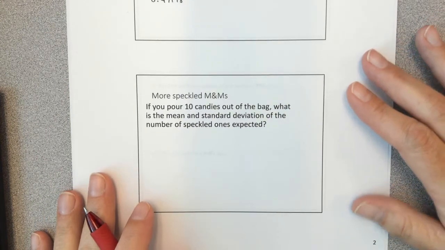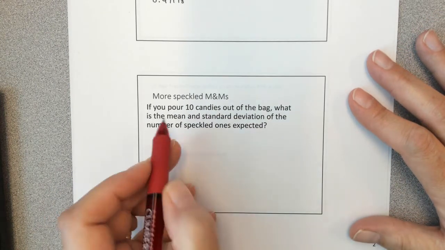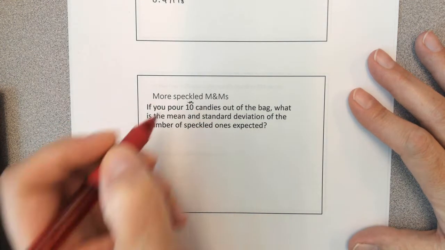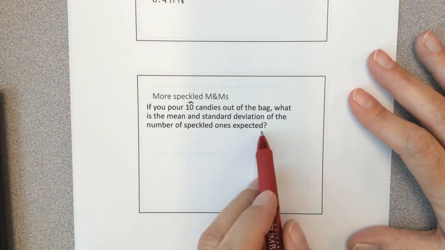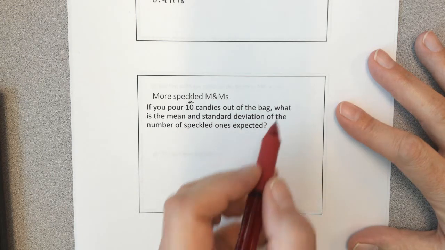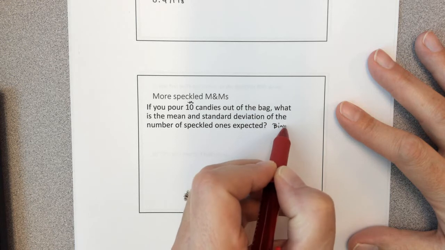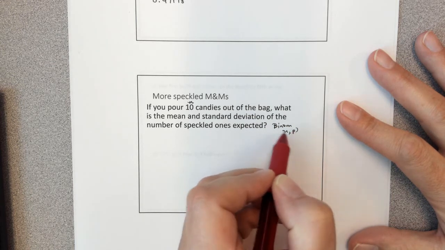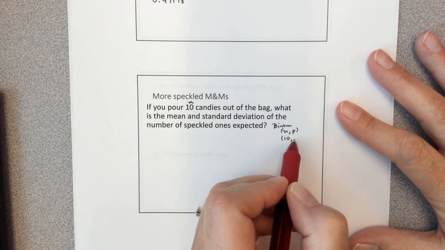You pour 10 candies out of the bag. What is the mean and standard deviation? Oh, we poured 10 out, that's n, of the number of speckled ones. The number speckled is the number of successes. Oh, this is binomial because we have a predetermined 10 and the probability of success is 30%.